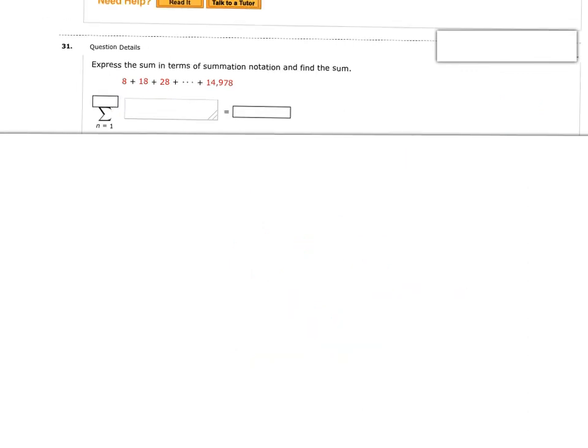All right, next up here, this one looks like it's a consistent +10 pattern. So this is going to set up very similar to the last question. Actually, this one you have to find the sum. So we know it's got to be a sub n equals 10n, since that's our common difference. And then the 0th term would be negative 2. So I'm going to say 10n minus 2.